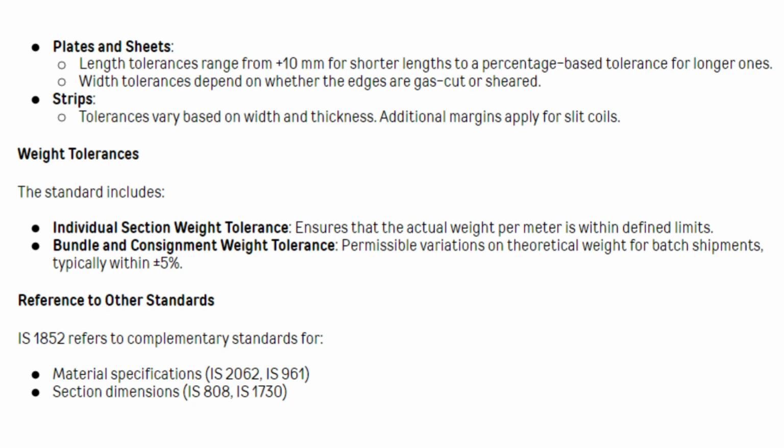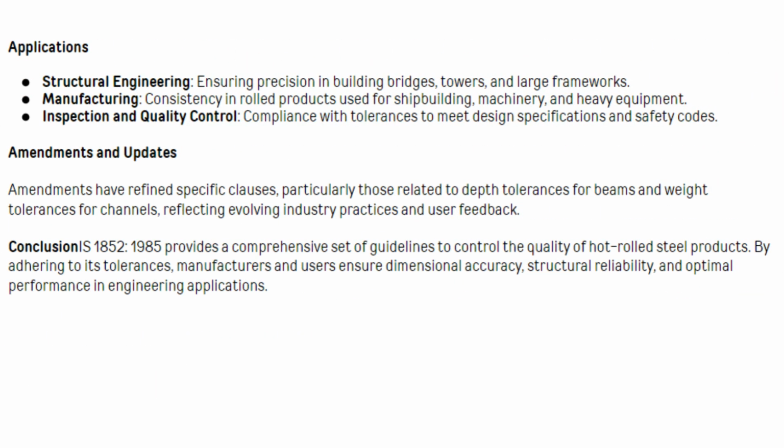Refers to other standards. IS 1852 refers to complementary standards for material specifications: IS 2062, IS 961. Section dimensions: IS 808, IS 1730. Applications. Structural engineering, ensuring precision in building bridges, towers, and large frameworks. Manufacturing: consistency in rolled products used for shipbuilding, machinery, and heavy equipment. Inspection and quality control: compliance with tolerances to meet design specifications and safety codes.